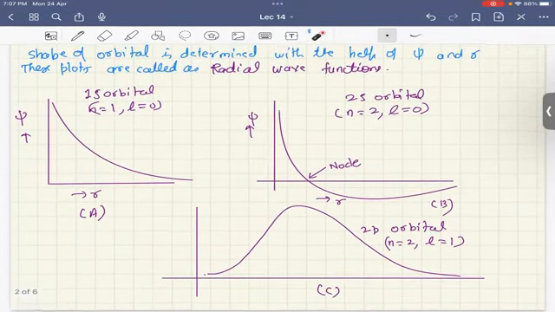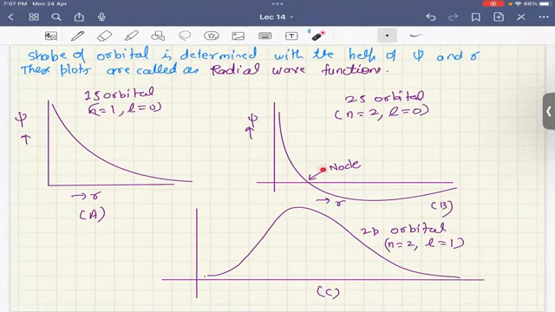The wave function decreases in the beginning with increasing r, becomes zero at a particular distance, and then becomes negative. And the wave function for 2p orbital first increases to maximum and then decreases. So it is very interesting to know that the 2s wave function can be positive or negative. Here it is positive, here it is negative.